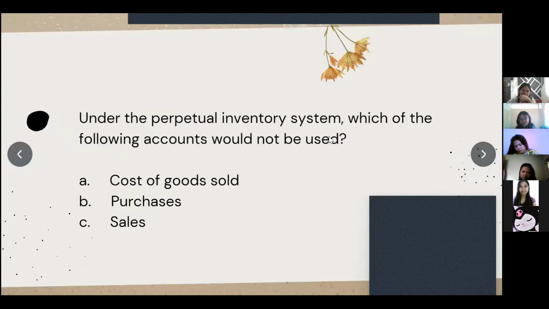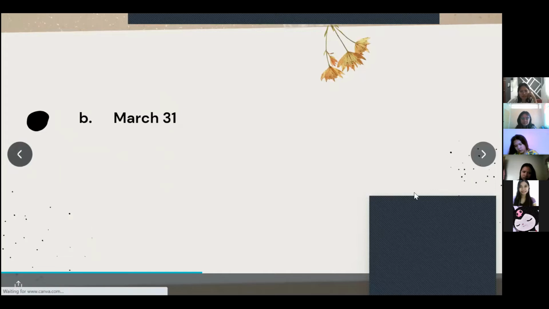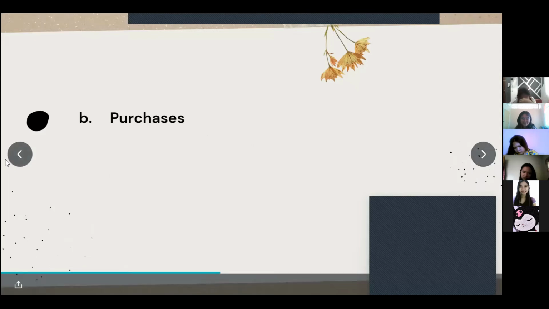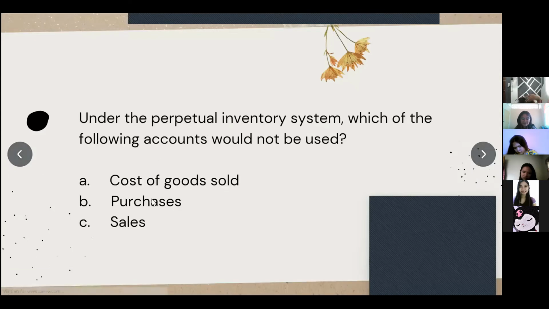Under the perpetual inventory system, which of the following accounts would not be used? A, cost of goods sold. B, purchases. Or letter C, sales. Okay, so mali ang sales. It is purchases. Kasi sa perpetual, yung purchases, napapalitan siya ng term na merchandise inventory. Yung sales, walang pinagbago.